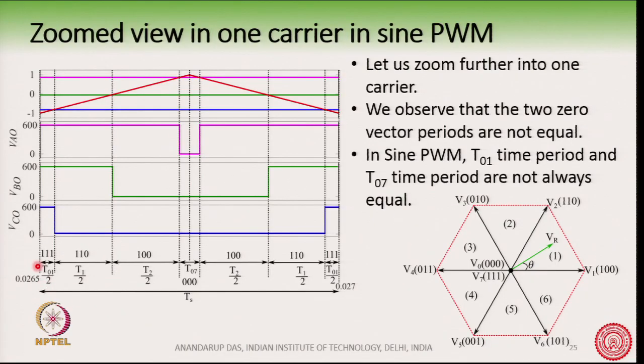So, this is what you have seen. In sine PWM, the T01 time period and T07 time period are not always equal. Okay. So, we have divided into two sub cycles, T01 by 2 and here also T07 by 2. These two lengths, T01 by 2 and T07 by 2, are not necessarily equal in sine PWM, and that is what makes it different from space vector PWM.